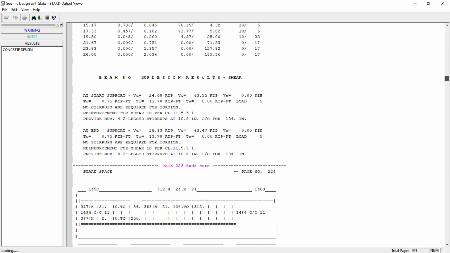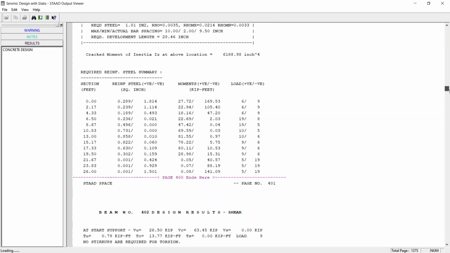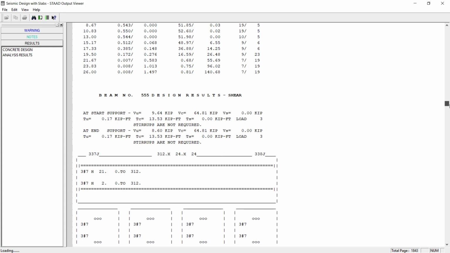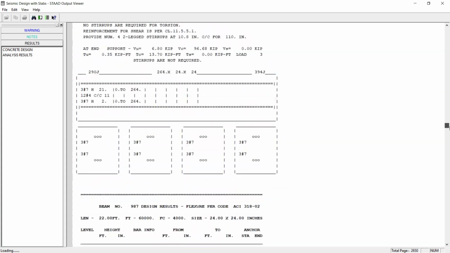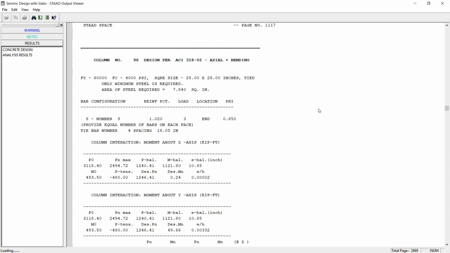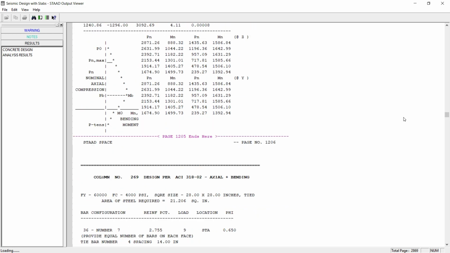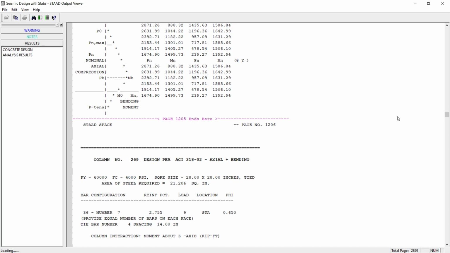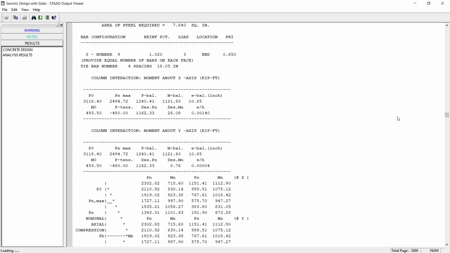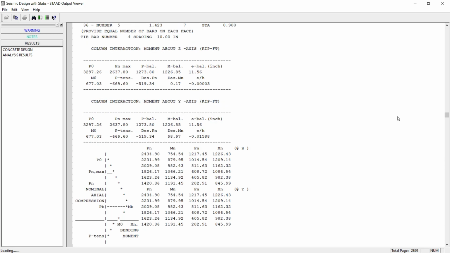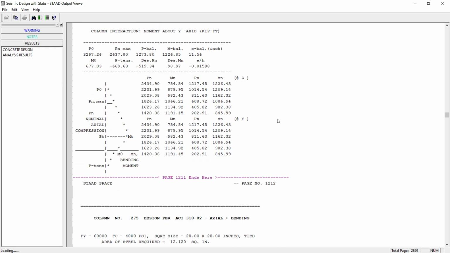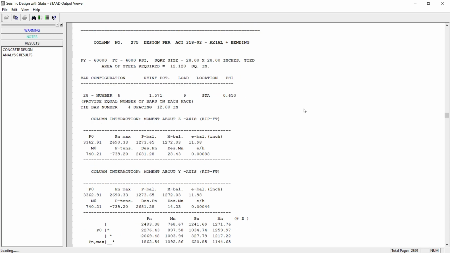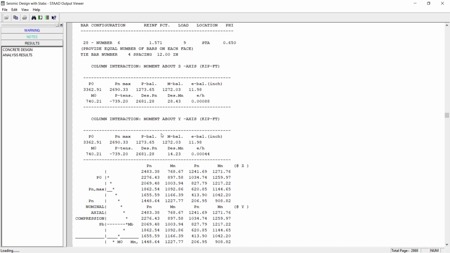These are all beams. 275, a little bit late. Should be there. Here is 275. Reinforcement is something around 1.571%. Let's see what is there.